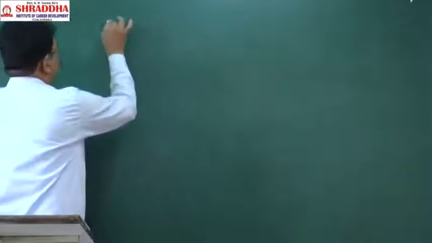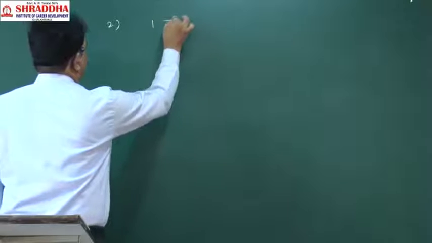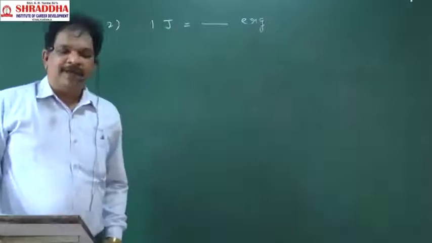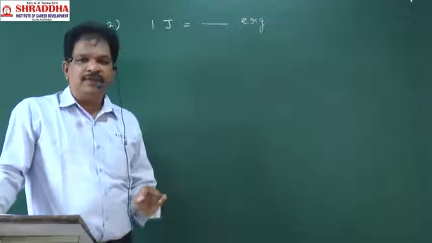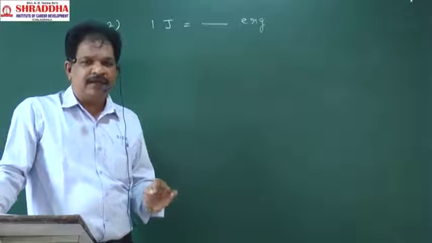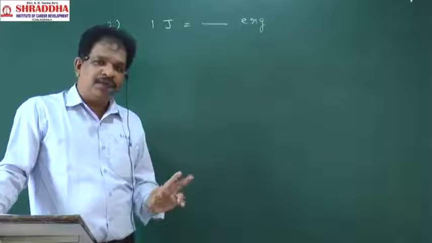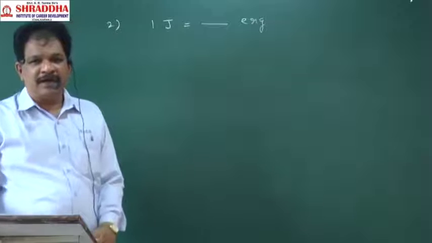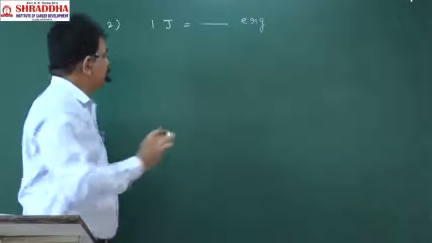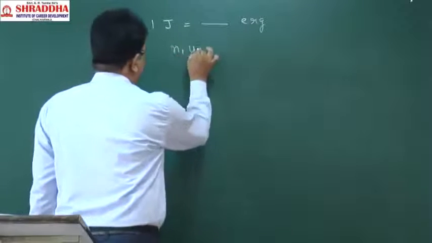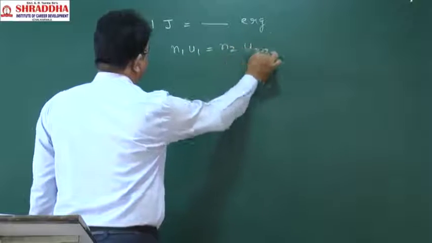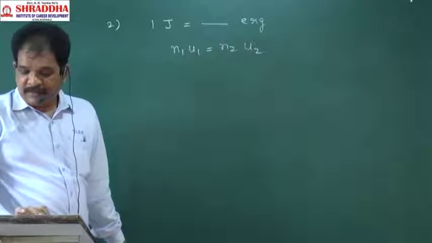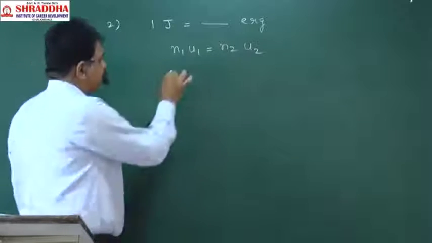Next, one more example we will take. 1 joule is equal to how many erg? Try to do it. 1 joule is equal to how many units of erg? Erg and joule, both are the units of work. Work dimensional formula you already know. Then what is the procedure? N1 U1 is equal to N2 U2. Okay? Then see here.